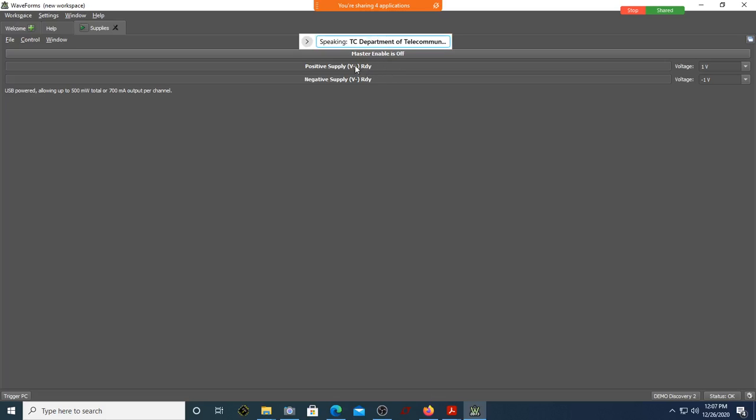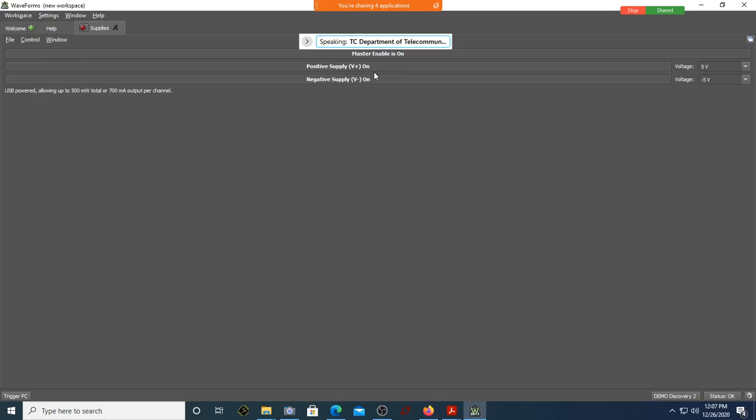Master enable will be off. By default, the voltages are positive 1 volt, minus 1 volt. Since I am using it for an op-amp, it has to be modified to plus 5 volts and minus 5 volts. This is the first and foremost thing you have to do. This is still not on because it is simply ready. You have to turn this on, click on this, now it's on.